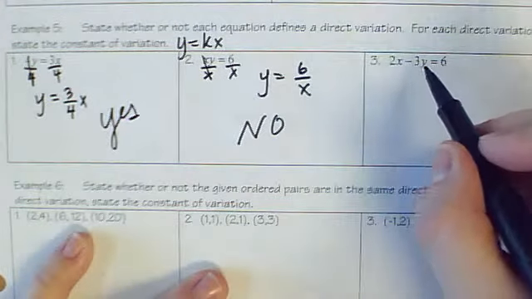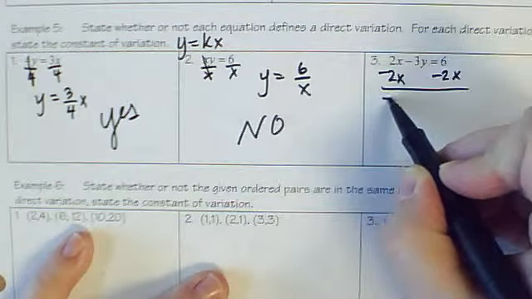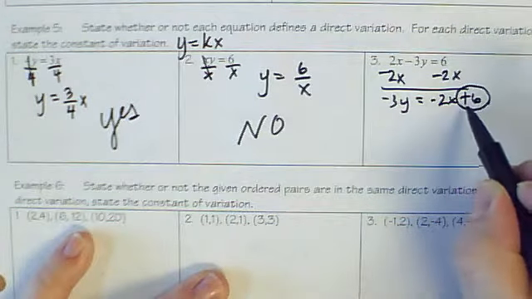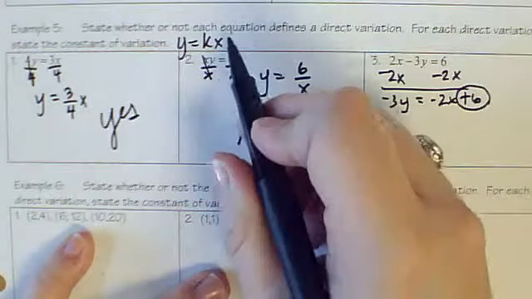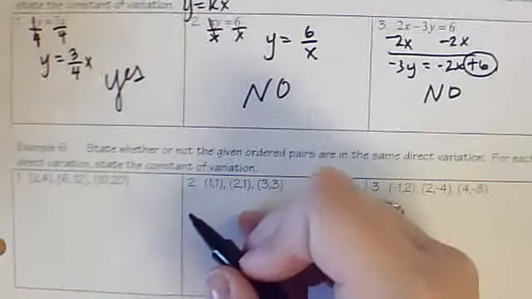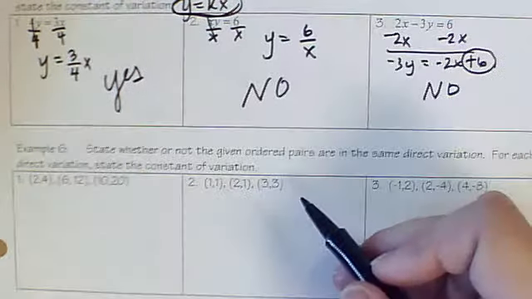Okay, the last one, if I'm trying to get y by itself, I'm going to subtract 2x. So I have negative 3y equals negative 2x plus 6. Well, already, because of this plus 6 out here, we don't have anything plus out here, so this is also a no. So that's how you need to think about it. It has to be of this form.